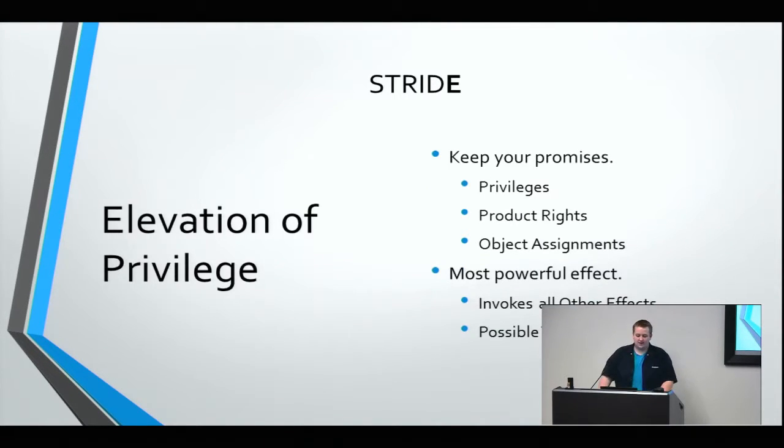Okay, the last one in the STRIDE is the E, elevation of privilege. Something I like to say here is that when you put your application out, when you give your administrators privileges and rights for them to assign to their users, you're making a promise to them. You're saying, here, you can manage this application, go ahead and assign these rights and privileges as you see fit, and then your application will be protected in that way.